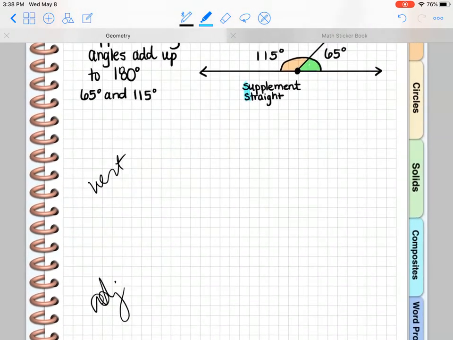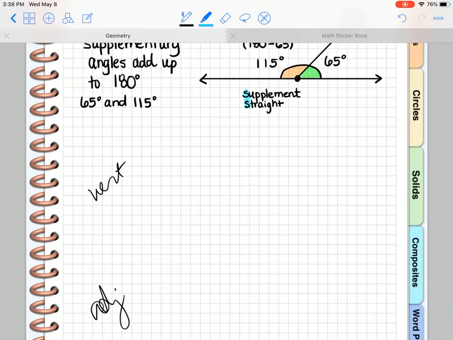Okay, let's talk about vertical angles. And in order to tell you about vertical angles, I need to tell you a couple of new words. Or do I want to do this at this point?